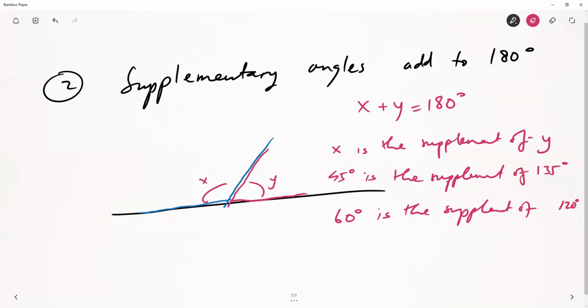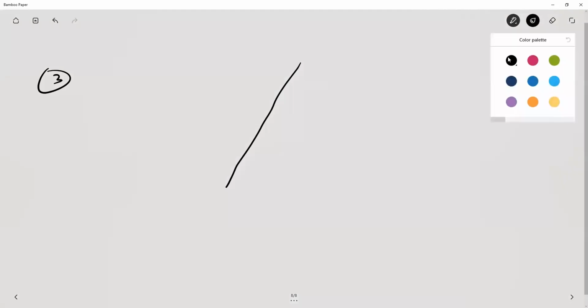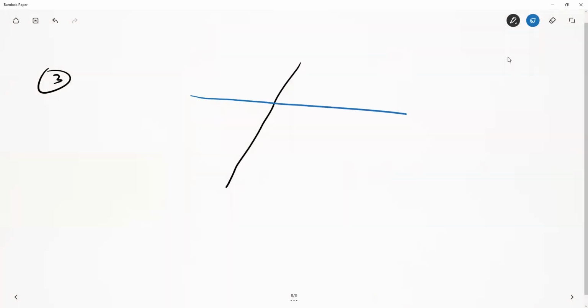Now, I'll go with some higher-level stuff. The third one: let's suppose you have a straight line, and then we cut this straight line using two parallel lines. Parallel lines mean that if you put the protractor, they don't make an angle. Basically we call them parallel, they are in the same direction.